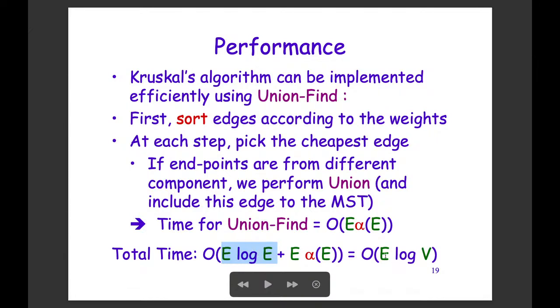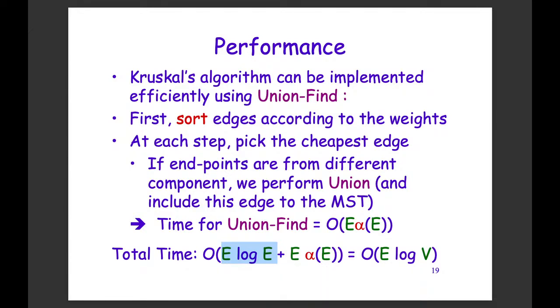So E log E can be expressed as E log V because you need to have at least V edges, and then E will not be more than V squared. So E log E is the same as E log V. So the whole algorithm runs in E log V time. So actually, the sorting of the edges is the bottleneck of Kruskal's algorithm.